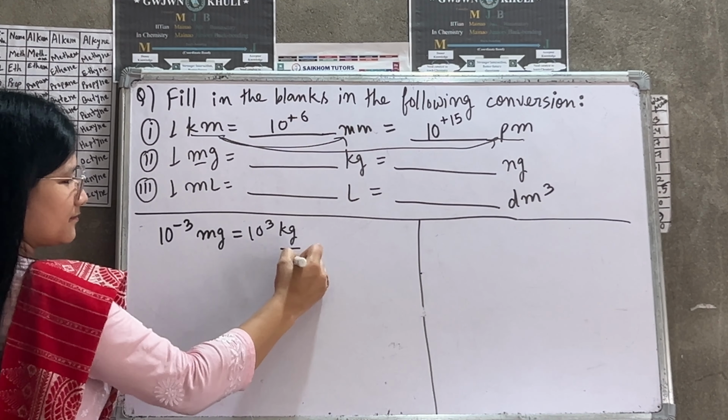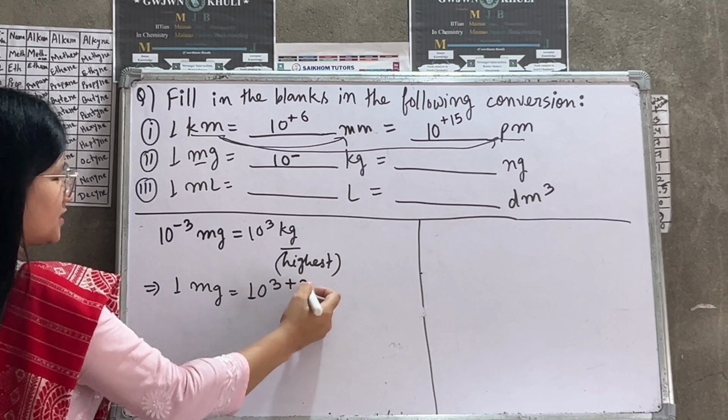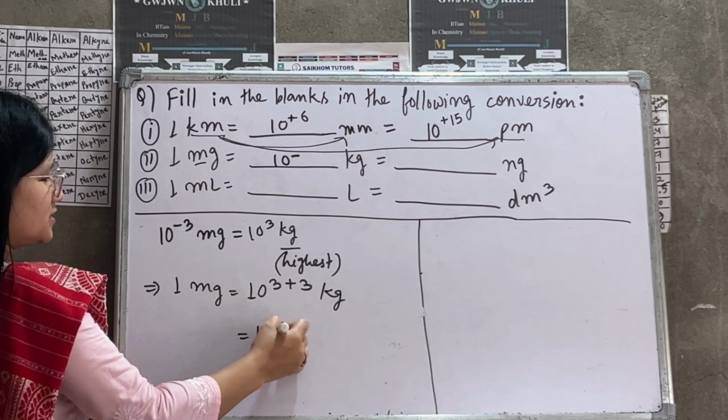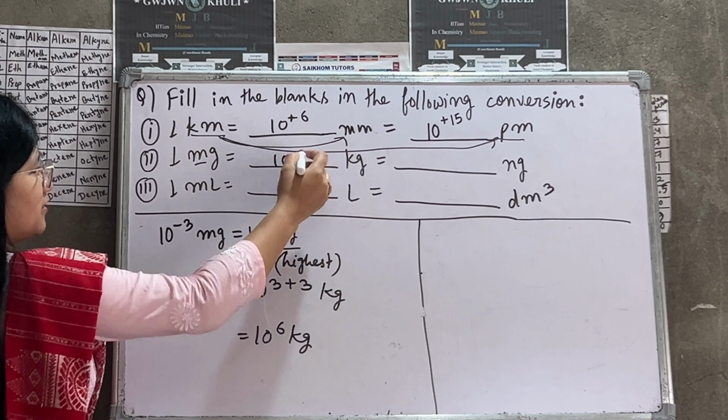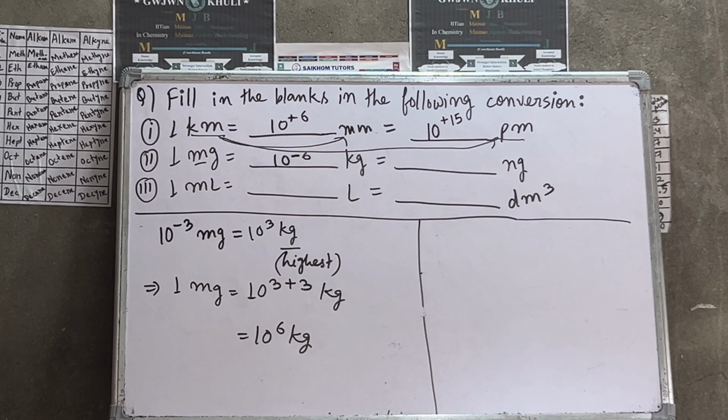Write negative first. Now solve: 1 milligram equals 10 to the power minus 3 and 10 to the power 3 kg. The value is 6 kg. So the value of milligram to kg is 10 to the power minus 6 kg. Clear?